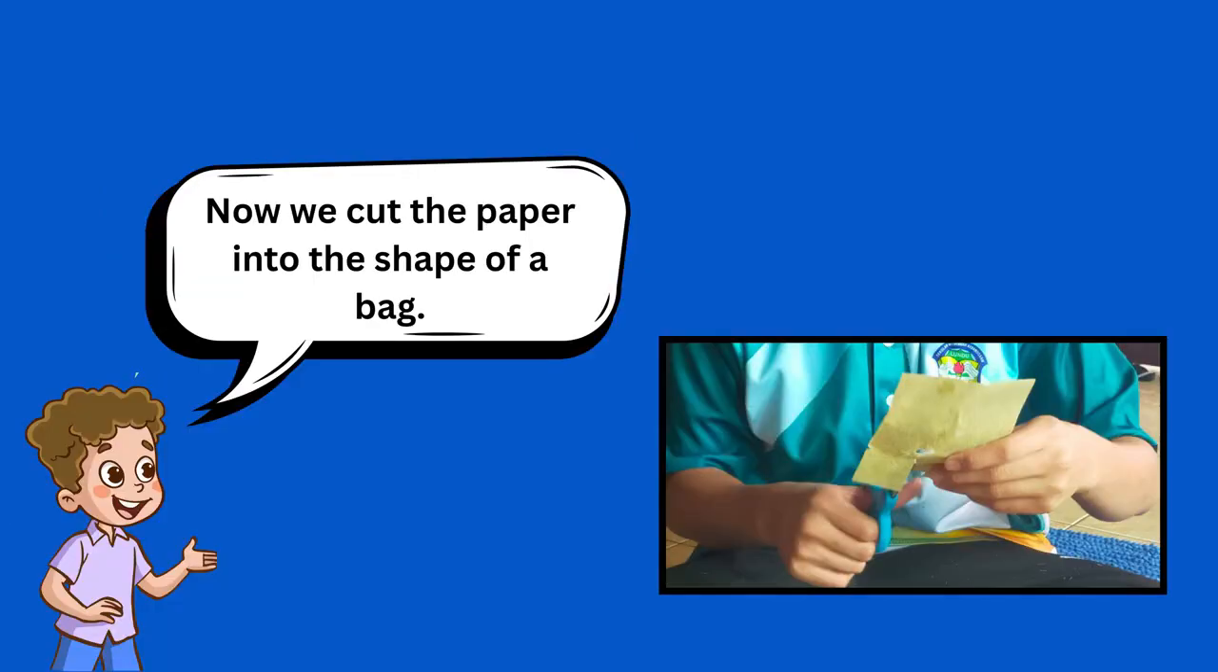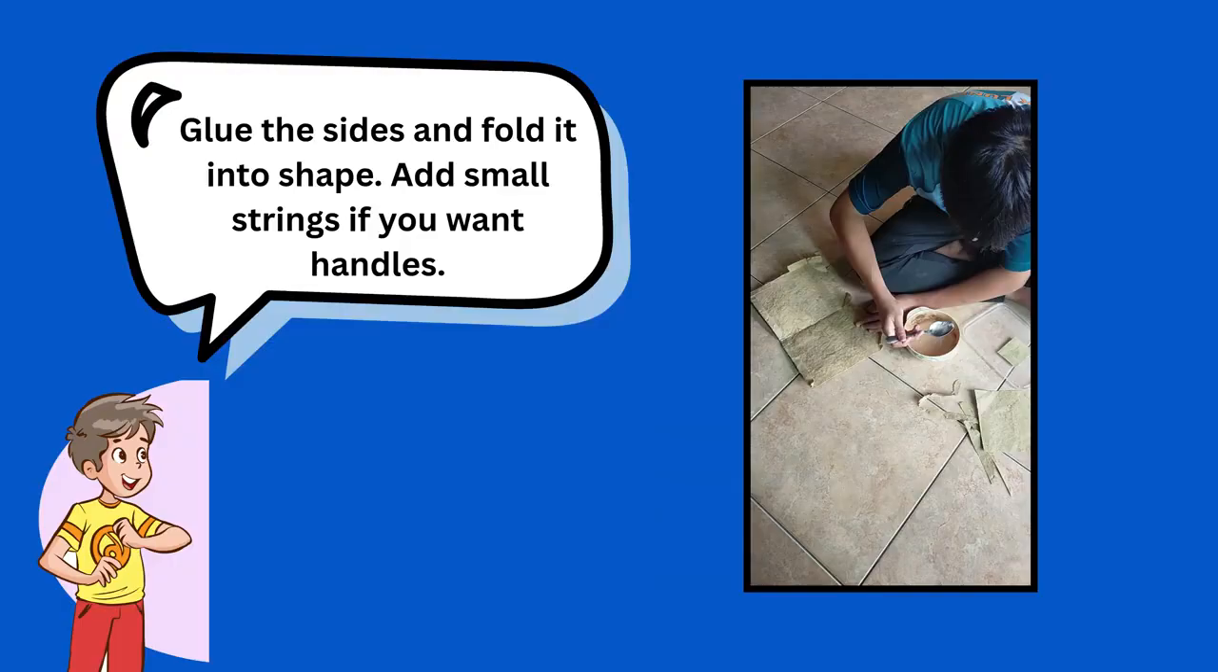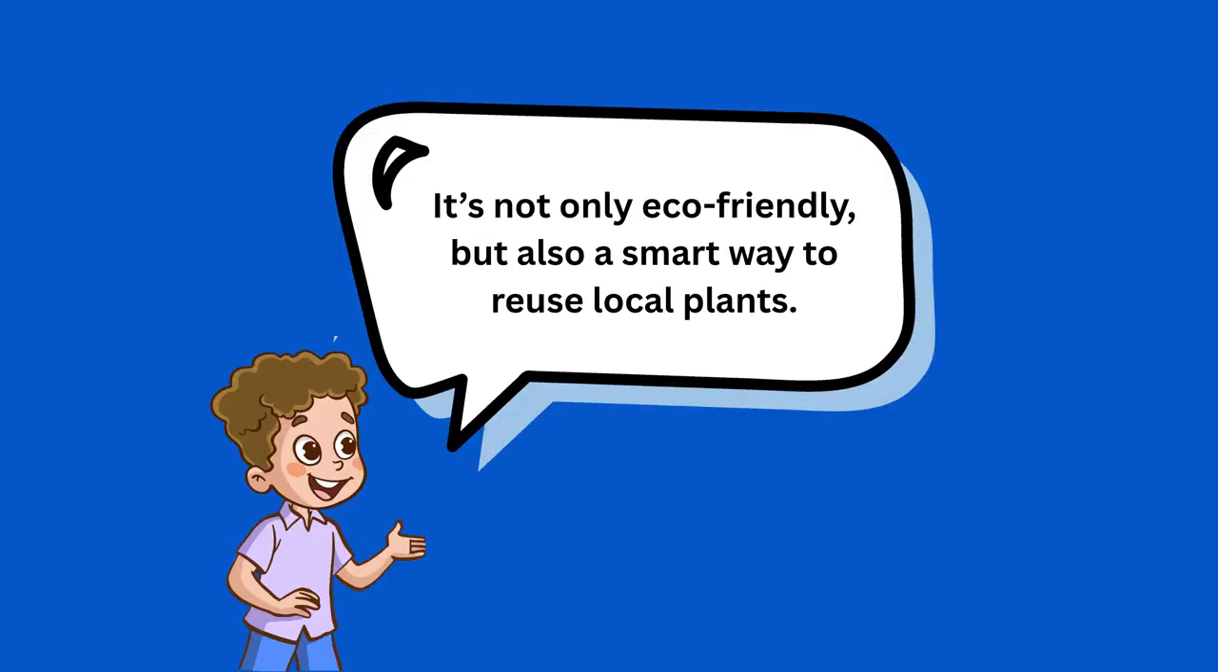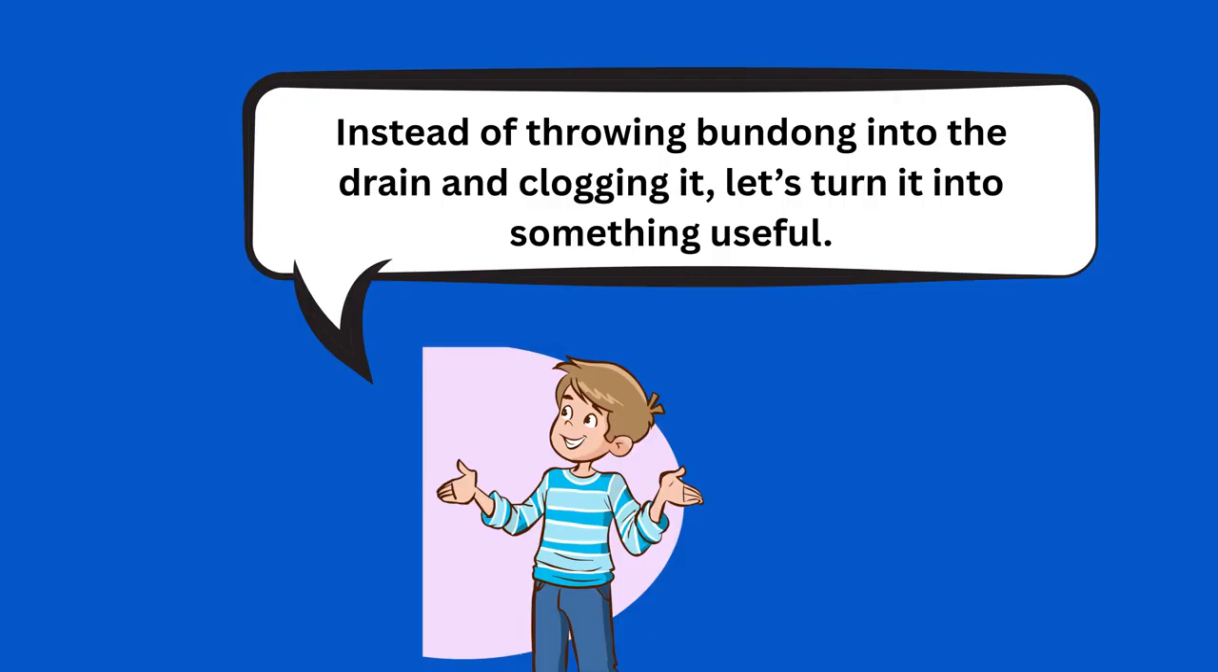Now, we cut the paper into the shape of a bag. Glue the side and fold it into shape. Add small strings if you want handles. And finally, tada! A paper bag made from bundong fiber. Not only eco-friendly, but also a smart way to reuse local plants. Instead of throwing bundong into the drain and clogging it, let's turn it into something useful.